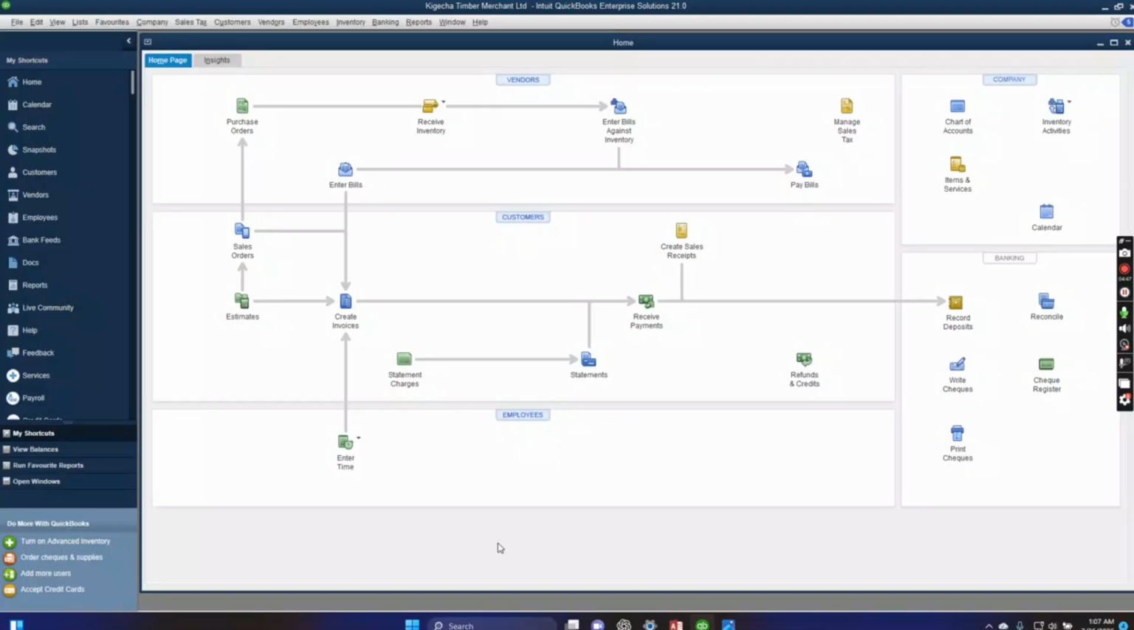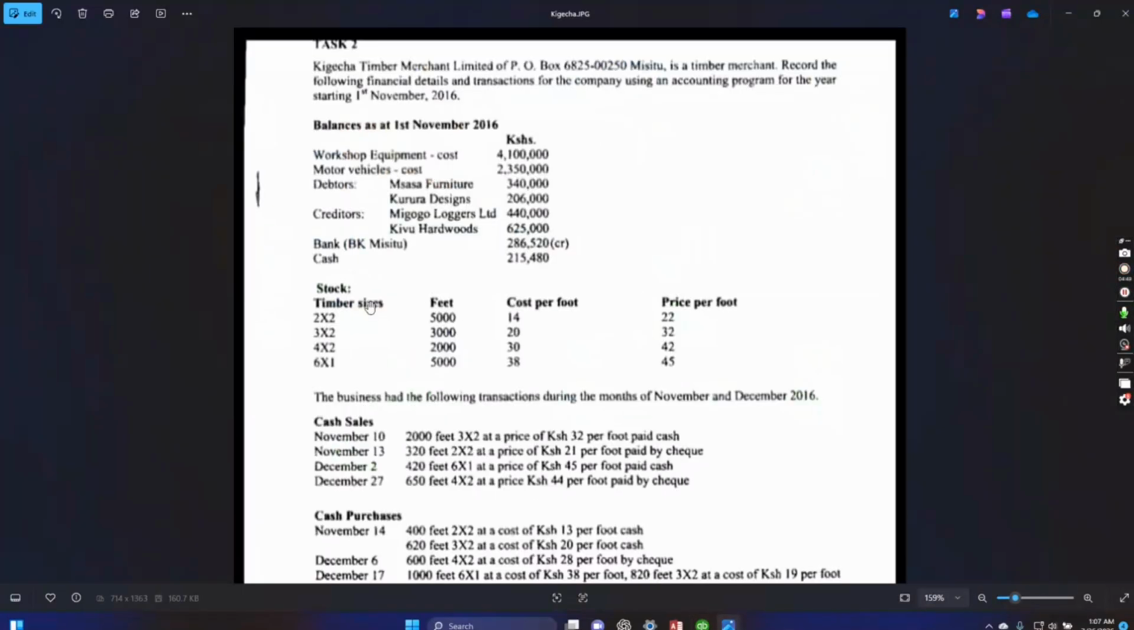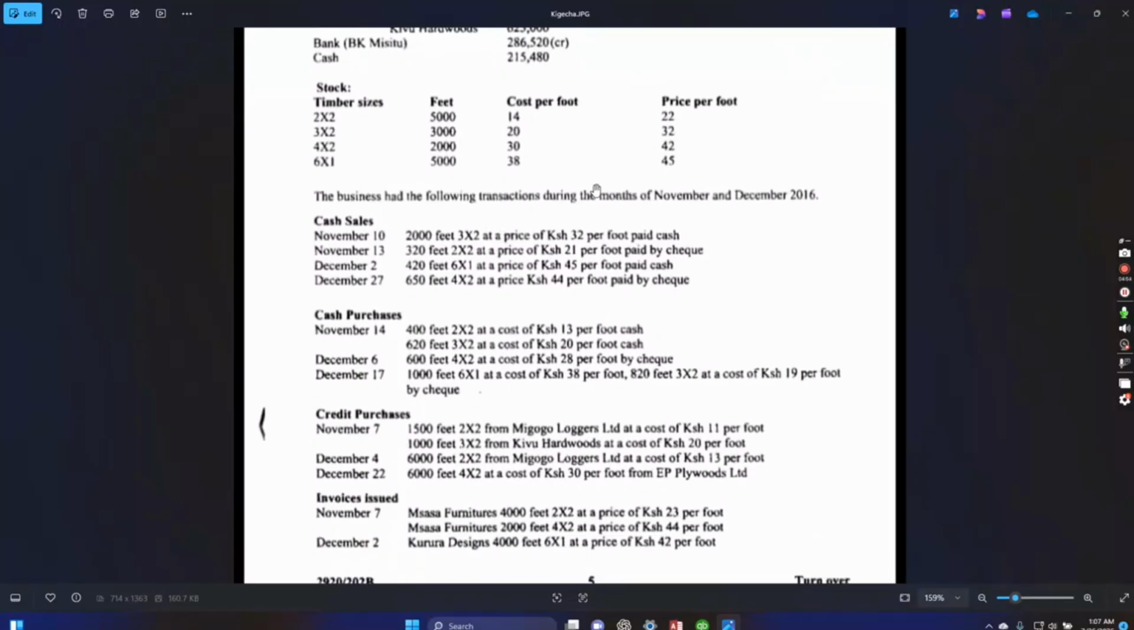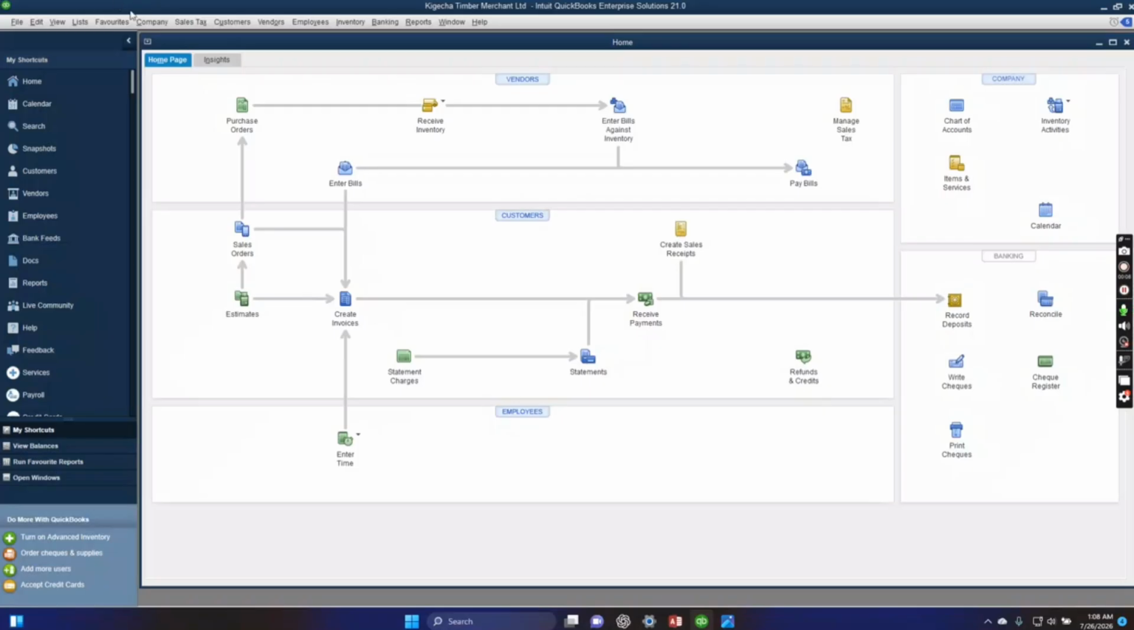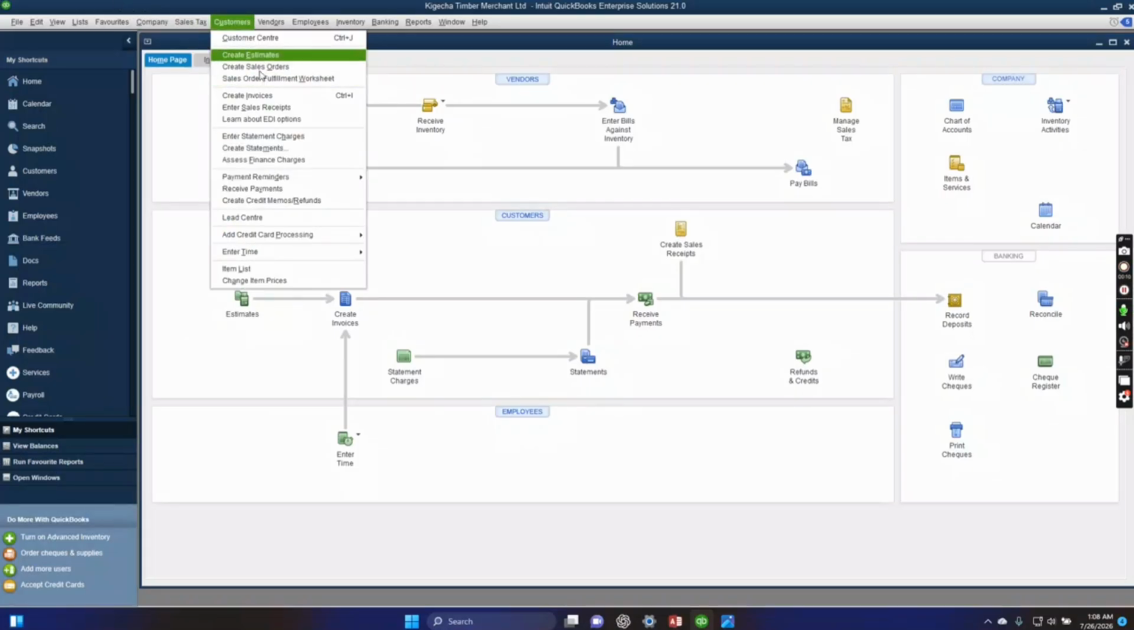We can move to our questions. We've been told the business had the following transaction during the months of November and December. So we first did cash sales, so we are going to write sales receipts. So we go to customers, move to customers, then enter sales receipts.